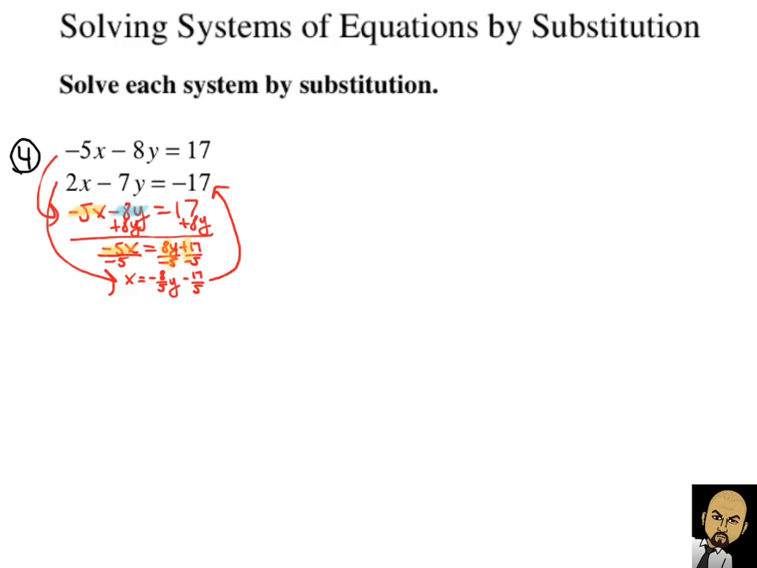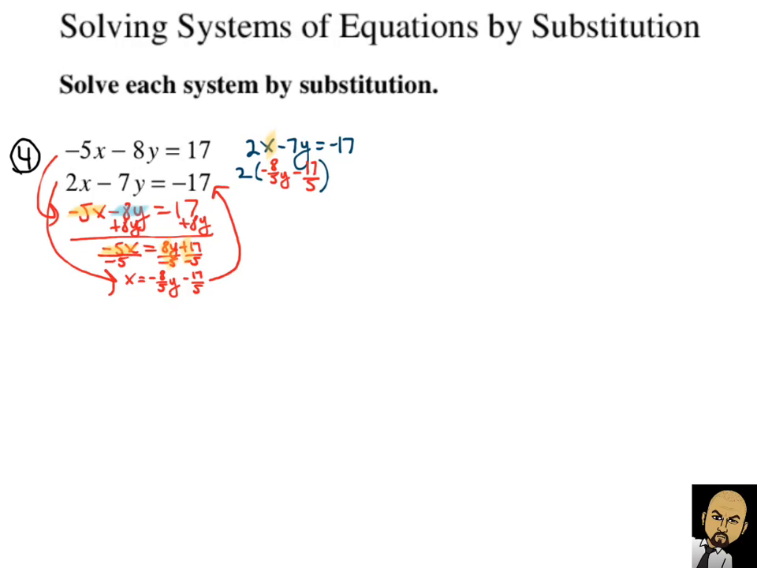So here we solved for x, and now we need to take that value and substitute it into the other equation. So we're going to use the equation 2x minus 7y equals negative 17. So instead of 2 times x minus 7y equals negative 17, it's going to be 2 times negative 8/5 y minus 17/5, because we are substituting the expression that we solved for x.